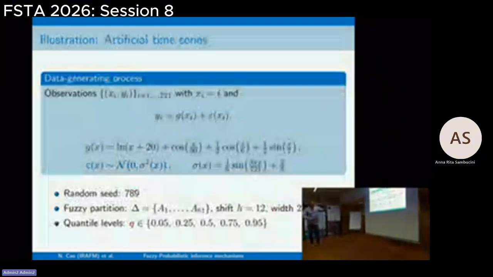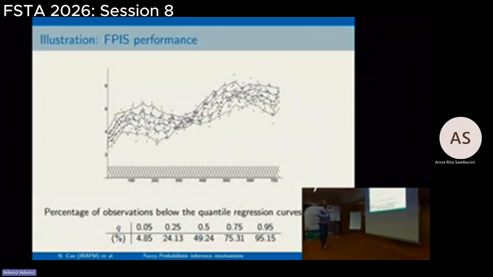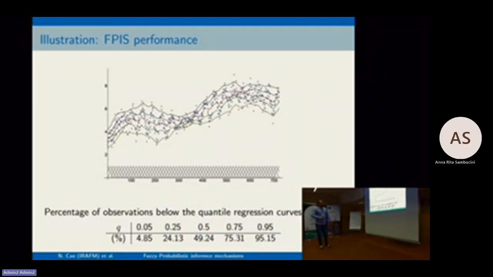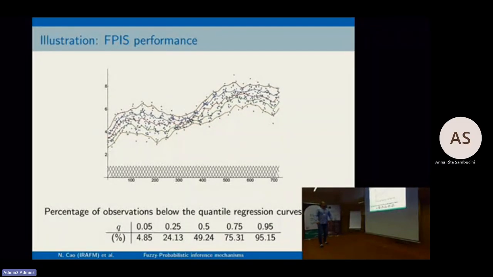Here is an example. I will not go into the details, but here is the result. This is the quantile function for some q. For example, the yellow curve is for q equal to 0.05. This is like a percentile, and you can see that the proportion looks very similar to q. It means that this is the percentage of observations below the quantile regression curves. So it means how many points we have below, and you can see that it splits the data very, very well.